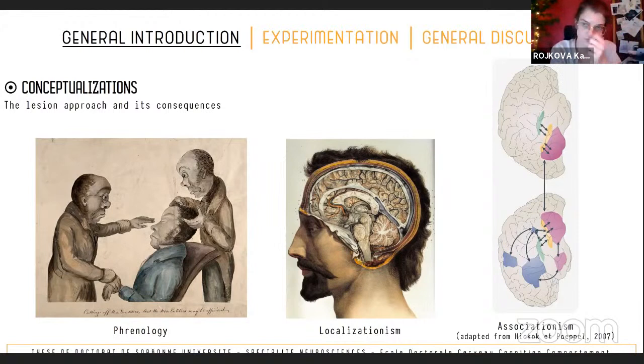Unfortunately, at the beginning, associationists did the complete opposite of localizationists. They neglected gray matter, they overinterpreted the role of white matter. And nowadays, what we use as a model is something in between, like the middle between the gray matter-centric and the white matter-centric models. So we are probably in the neo-associationist era.